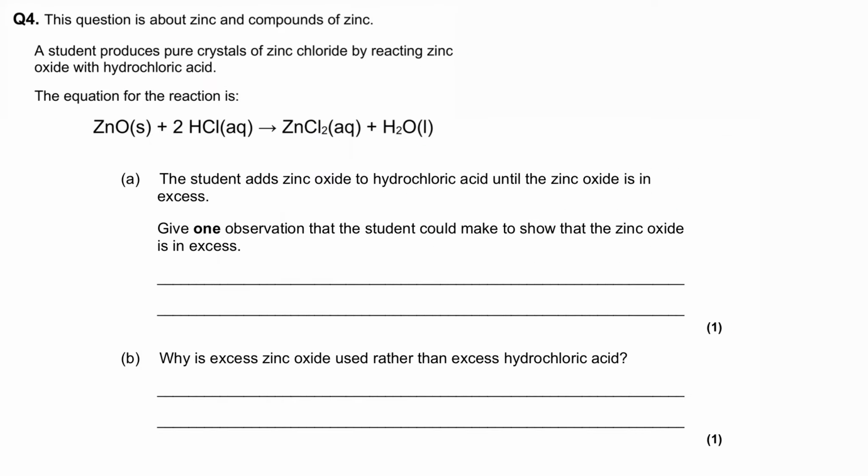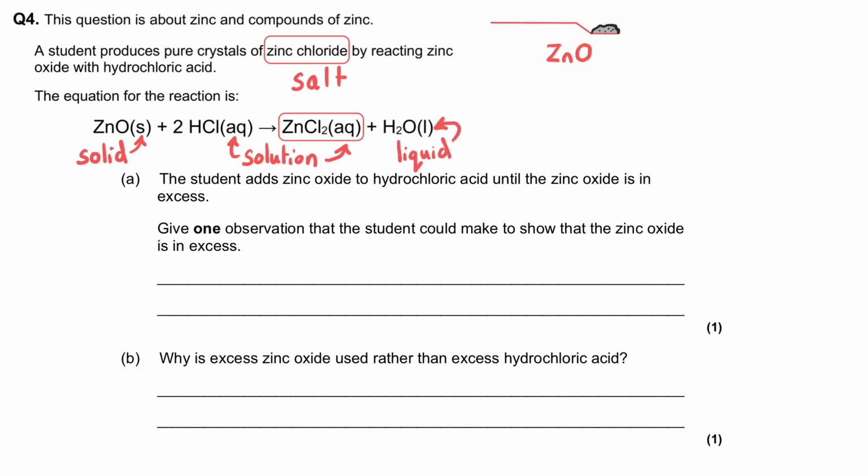This question is about zinc and compounds of zinc. A student produces pure crystals of zinc chloride by reacting zinc oxide with hydrochloric acid. The equation for the reaction is zinc oxide, ZnO, and that's in the solid state, reacts with 2 hydrochloric acid in the aqueous state, so that means the acid will be a solution, and this turns into zinc chloride, that's our target crystals, and they are aqueous, and we also produce water, which is in the liquid state.